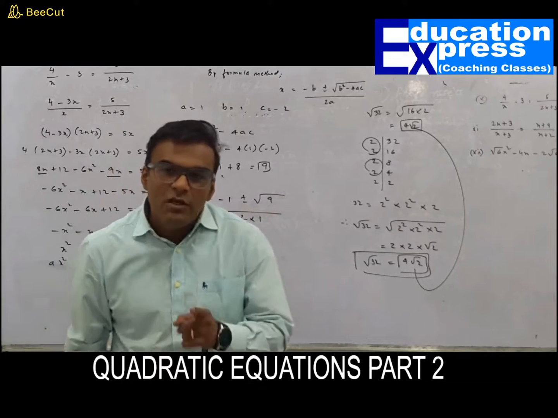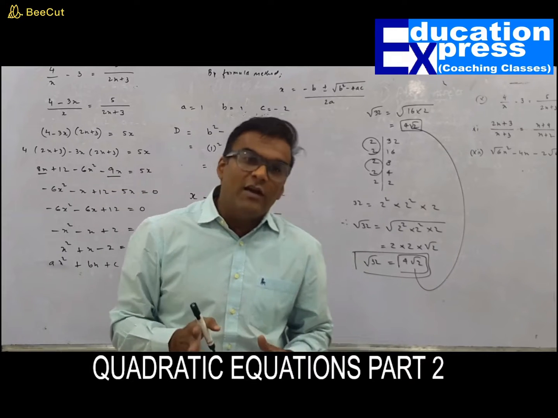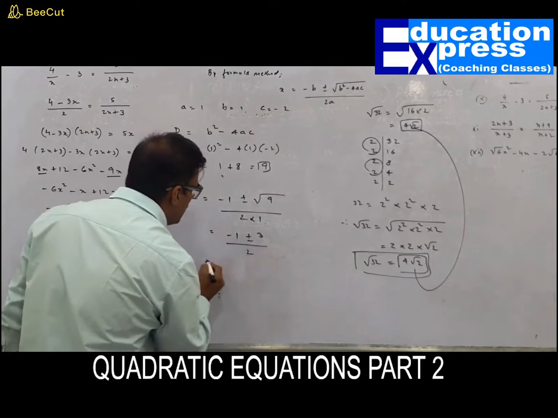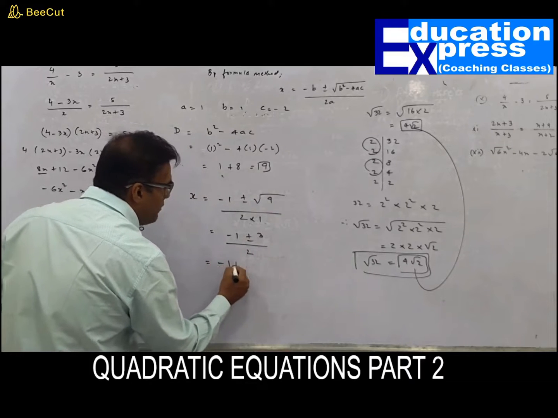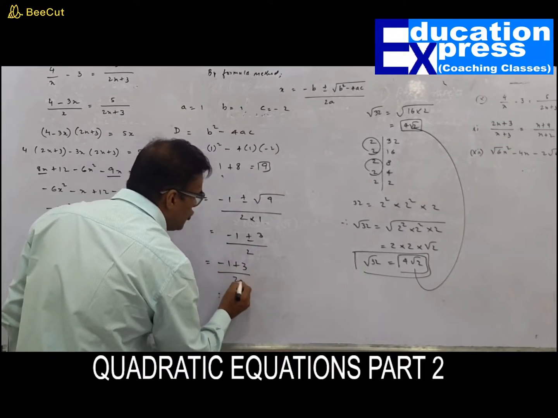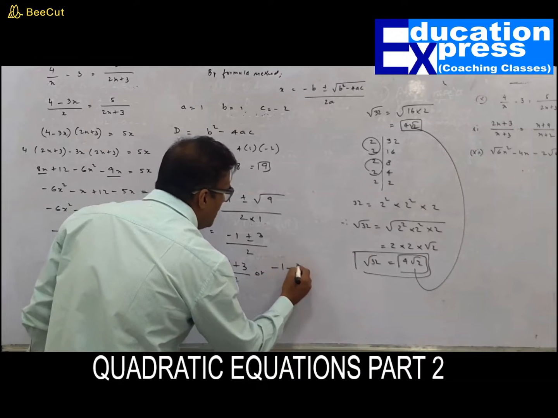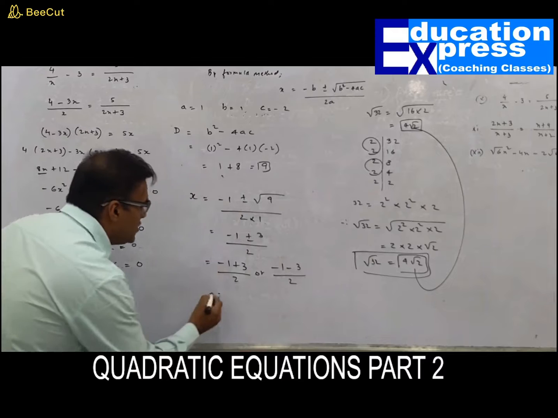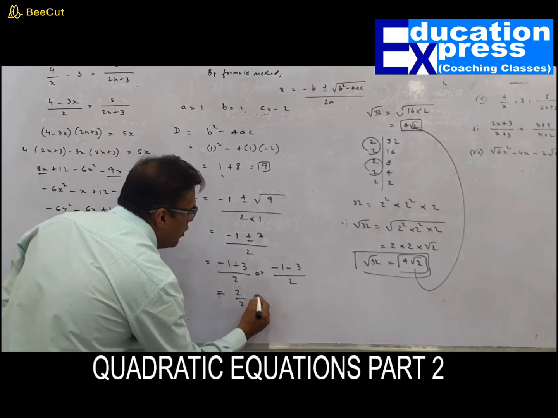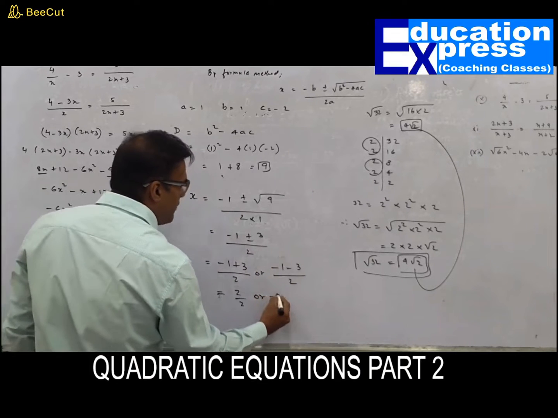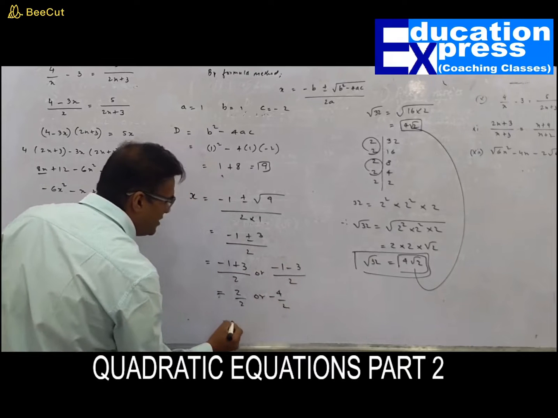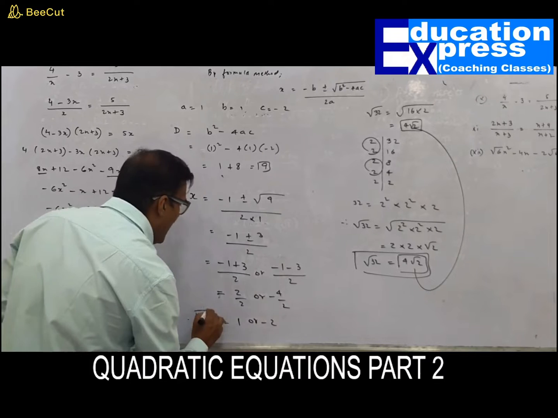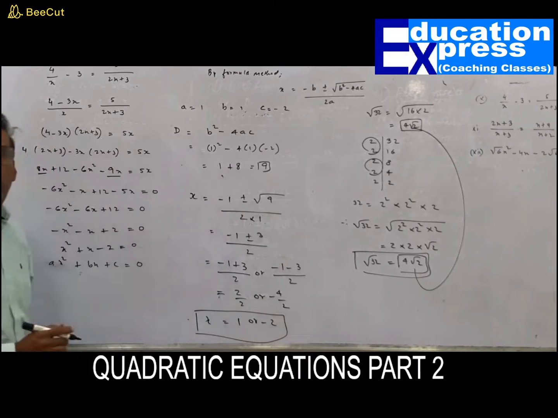9 seems to be a perfect square, right? We can easily find the value of root 9, which is 3, upon 2. That means minus 1 plus 3 upon 2, or minus 1 minus 3 upon 2. Minus 1 plus 3 is 2, upon 2, or minus 1 minus 3 is minus 4, upon 2. What is the value? 1 or minus 2. Hence, the value of x is 1 or minus 2.